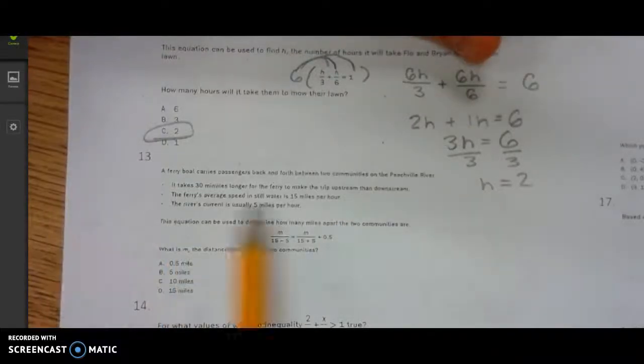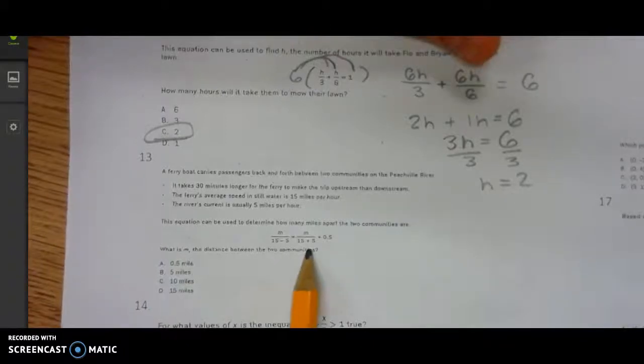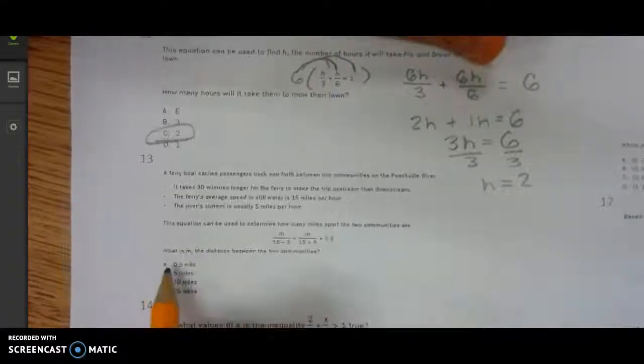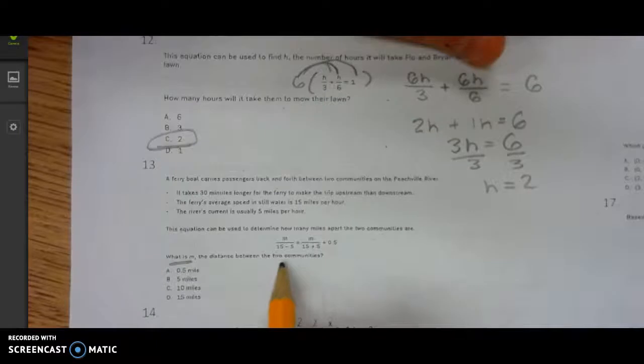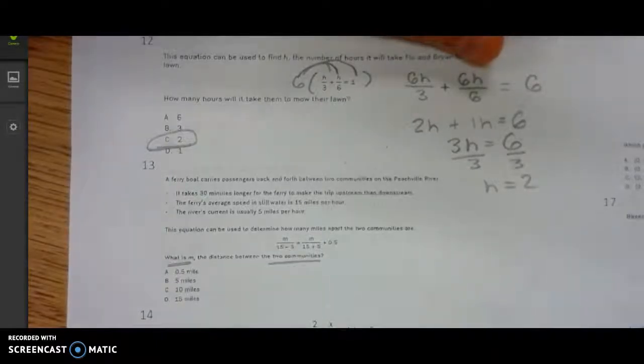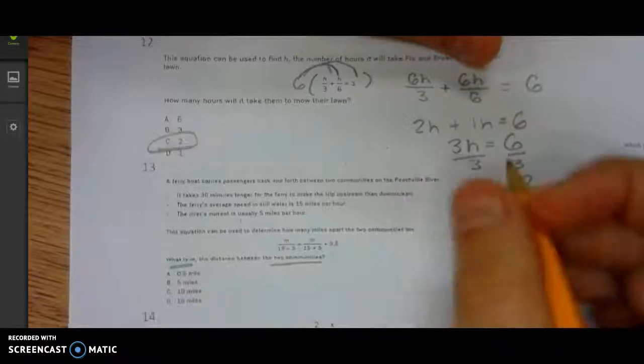3 is talking about a ferry boat, and it tells me all this information. And then down here they're going to give me an equation. It says, what is M, the distance between the two communities? So when I read down here, I see that it's asking me for M. Now up here they're telling me where the rest of this stuff came from, which is important. But since I see this, I'm going to go ahead and start solving. They tell me why this one's subtracting, why this one's adding, all of that. Let's go ahead and start simplifying and solving.